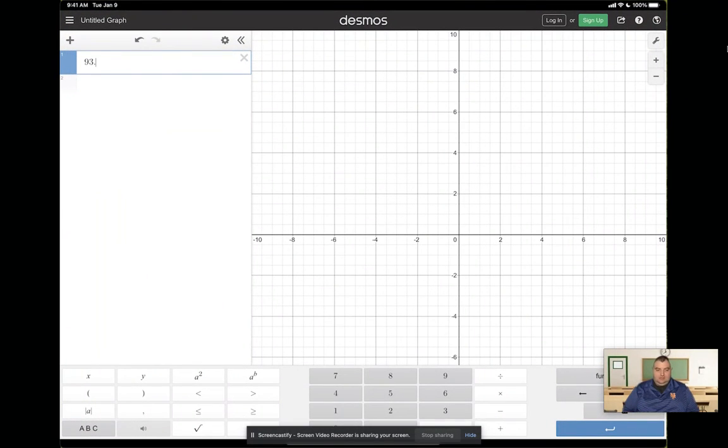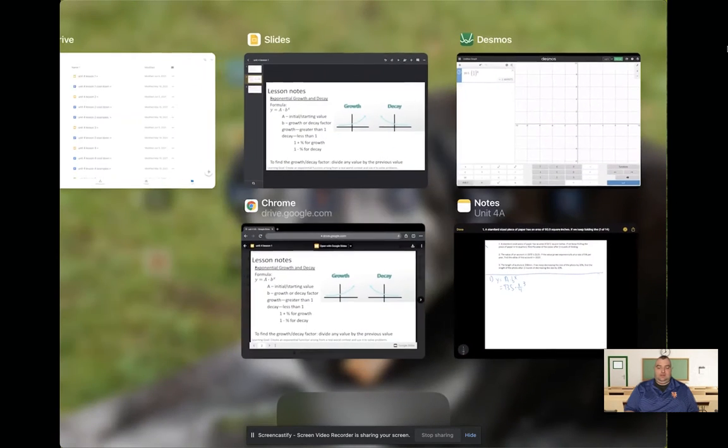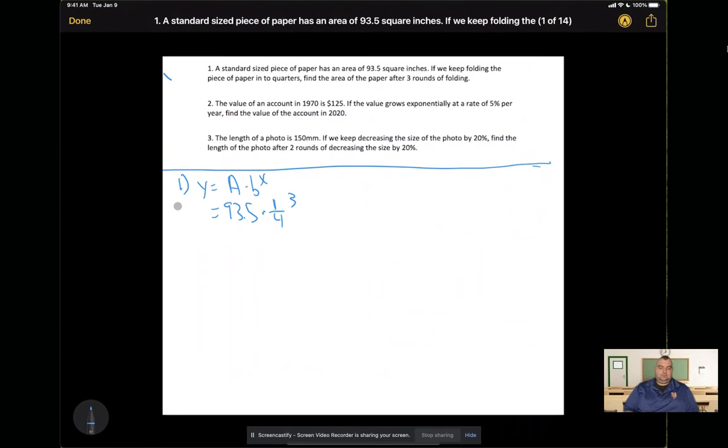93.5 times 1/4 to the power of 3. And there is your answer. I'm going to round this to 2 decimal places, so the answer will be 1.46. My answer for number 1 is 1.46 square inches.